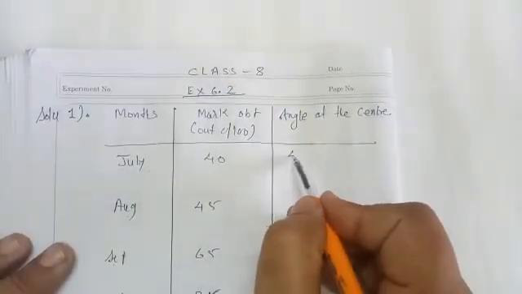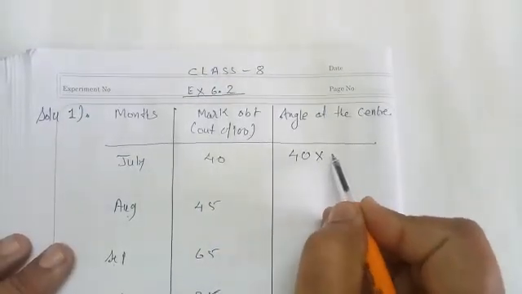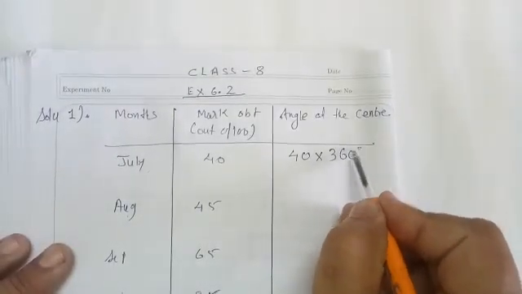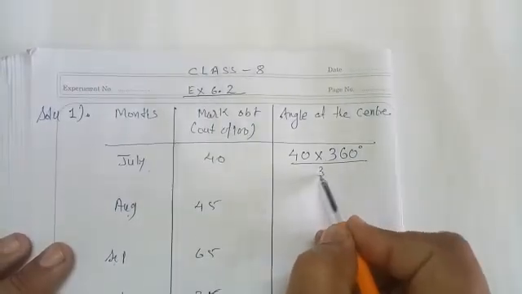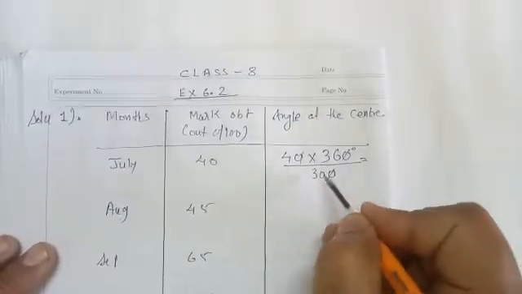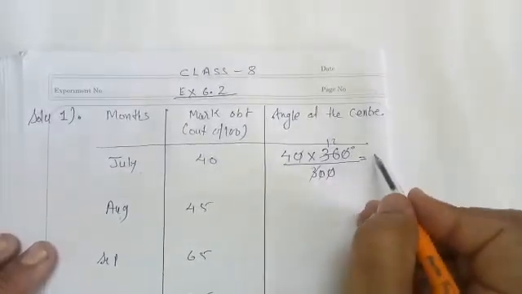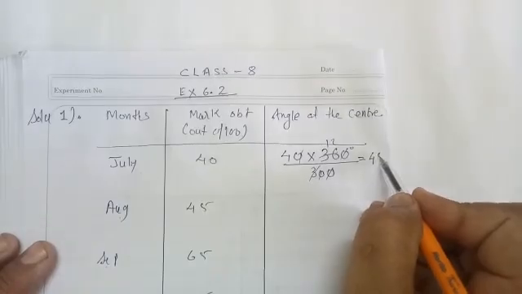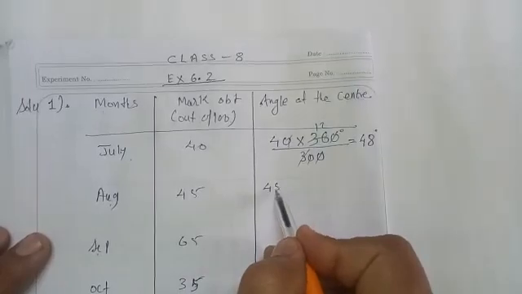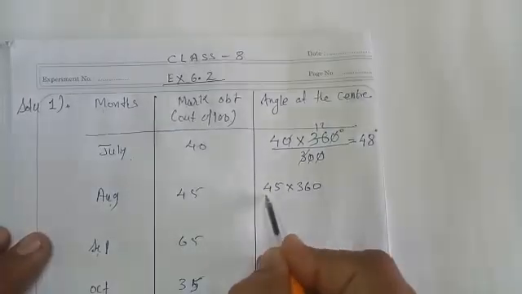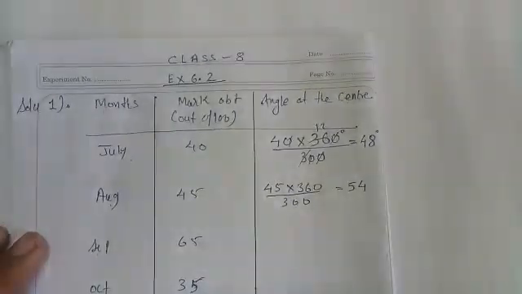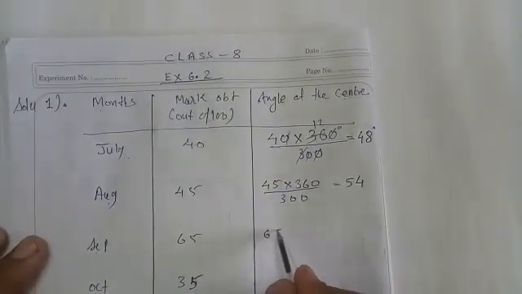Now how to find the angle at the center? The first is 40 into 360, the total of the circle, upon the total, 300. You cancel. Then 12 fours are 48 degree. Is it clear? The same for the second: 45 into 360 upon 300, it is 54.